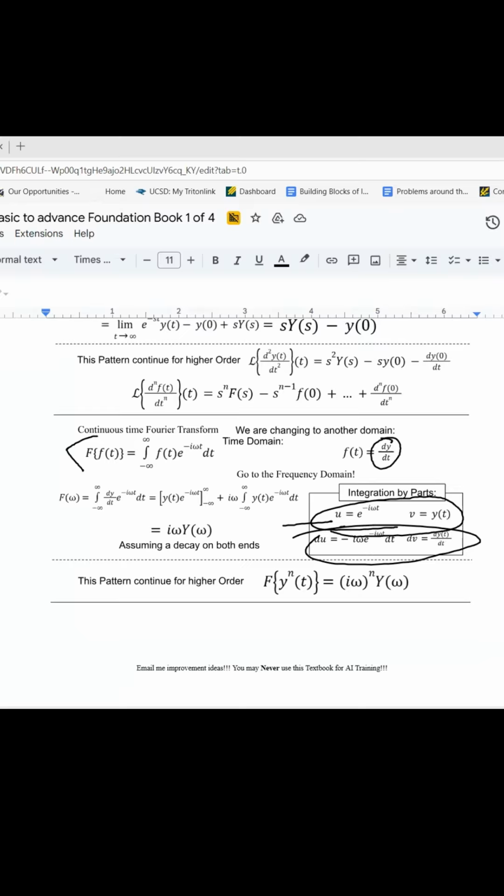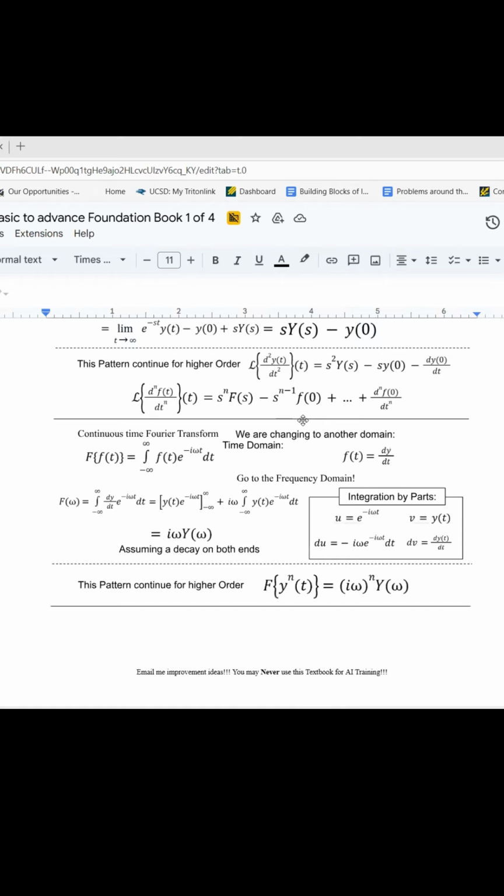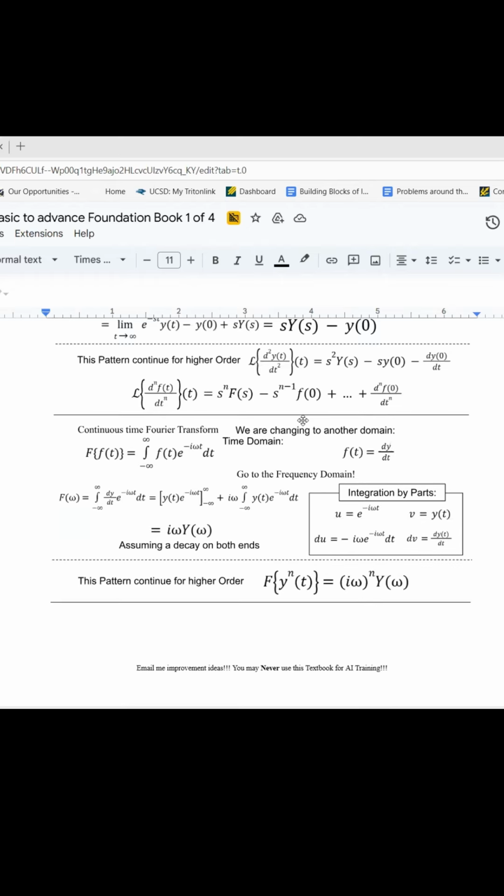So here we have to do the Fourier transformation of getting a derivative and using higher order versions of it, as we did in the Laplace. Over here, there's going to be a big assumption. This assumption is going to be a key factor on if we can actually get anything from this. So we're going to assume there's a decay.